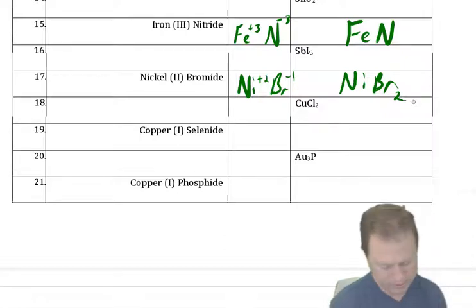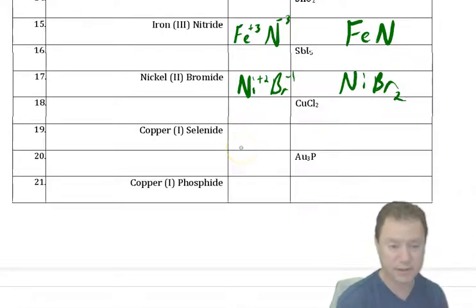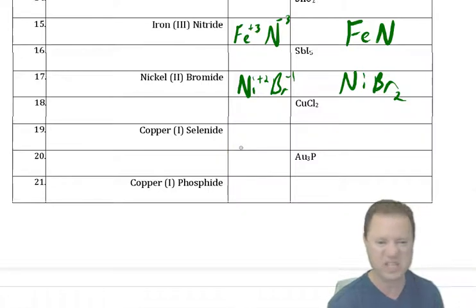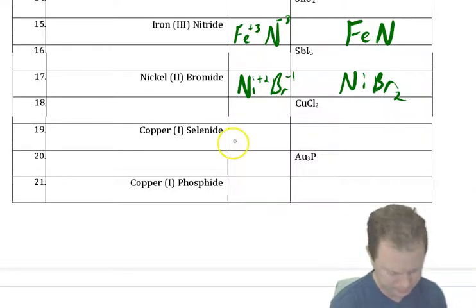Copper 1 selenide, and that's how it's actually pronounced. You don't say copper Roman numeral, you just say the number. Copper 1 selenide. Cu plus 1. Sometimes, again, you just see it as plus.